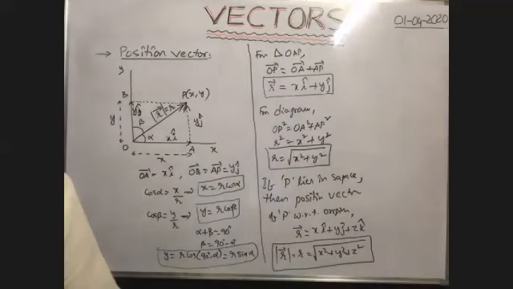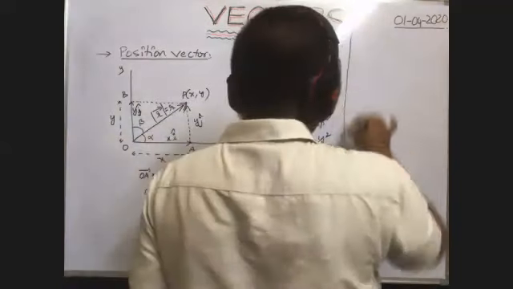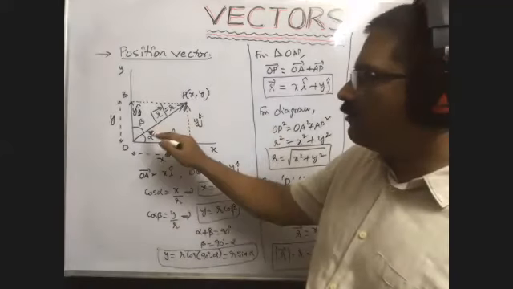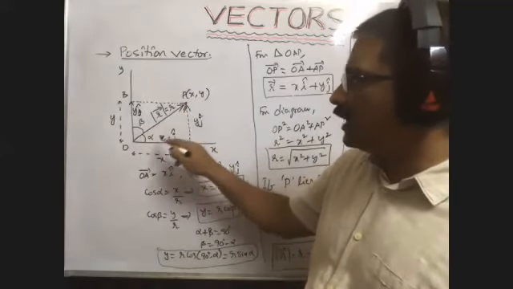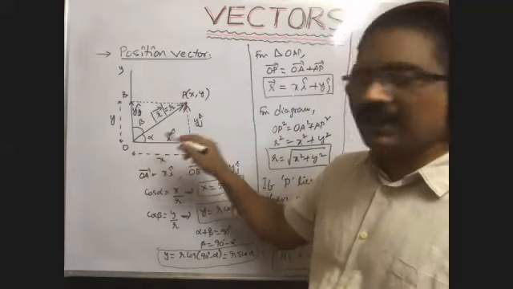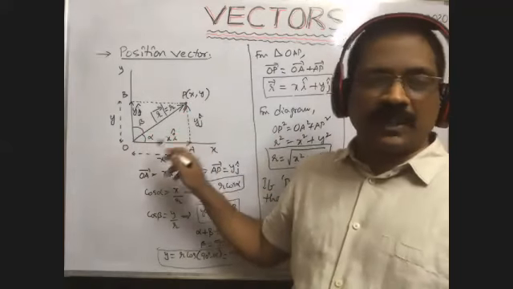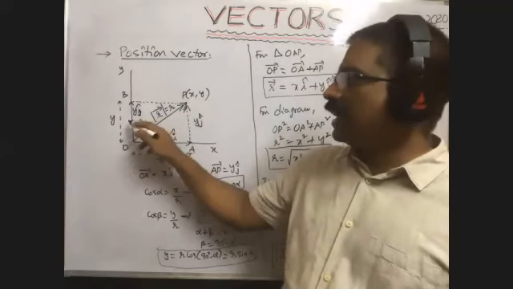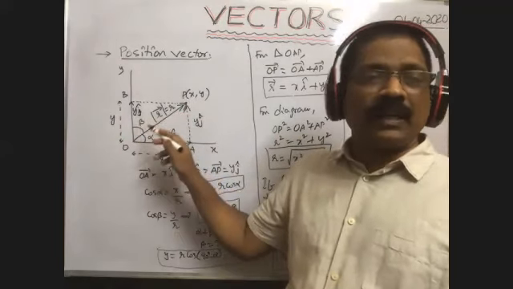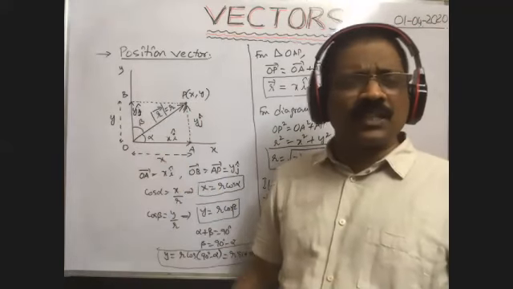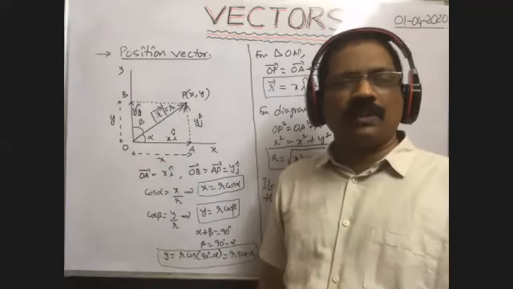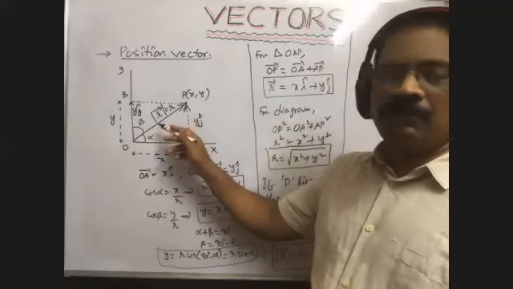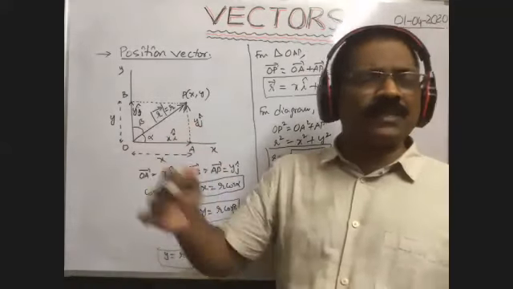Now, in this case, what about the directional cosines? Here, directional cosine means the cosine of the angle made by this vector with the x-axis. That means cos alpha is called the directional cosine. Similarly, if the angle made by this vector with the y-axis is beta, then cos beta is called the directional cosine. If you know the directional cosines, we know the angle made by the given vector with the x-axis, y-axis, and z-axis also.